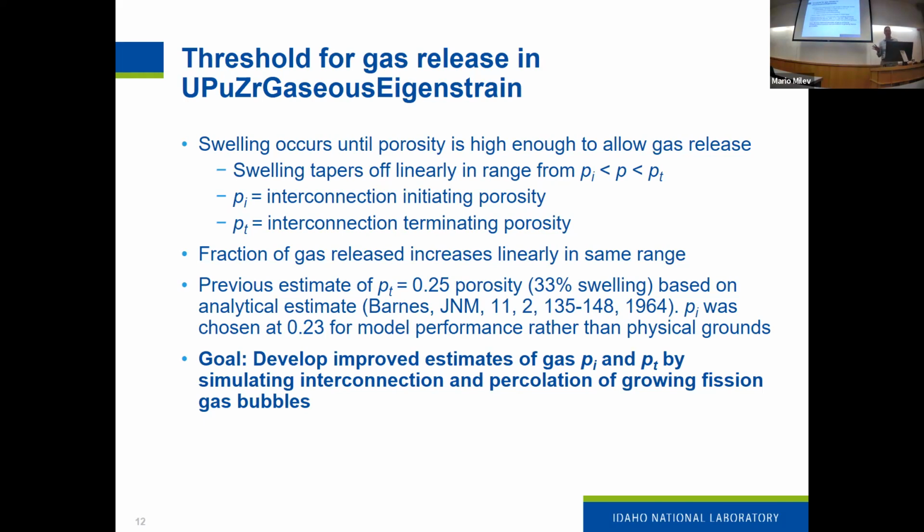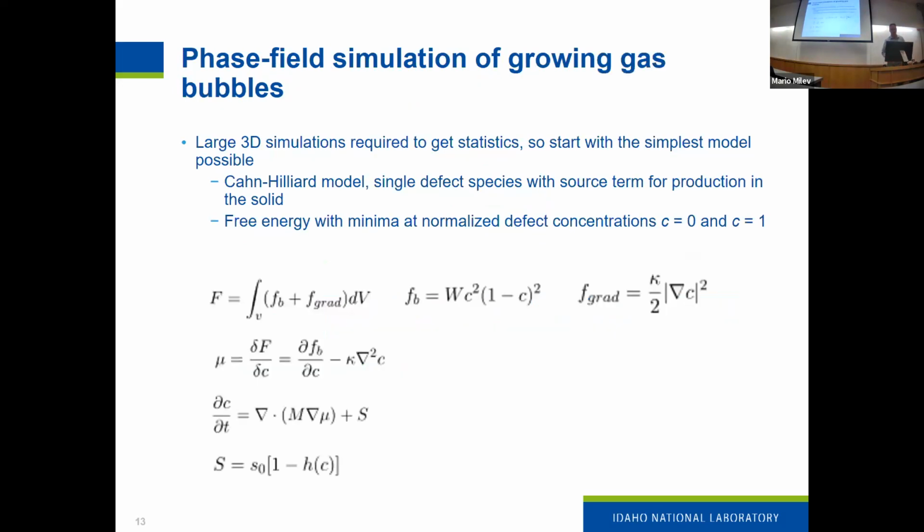So we had some previous assumptions on what the values for that interconnecting initiating and terminating porosity were, but they weren't really very well physically grounded. And one of the values was actually chosen more based on how to make the model actually run well. So what we tried to do in this work is to develop improved estimates of those parameters for the model by doing simulations of interconnection and percolation of gas bubbles.